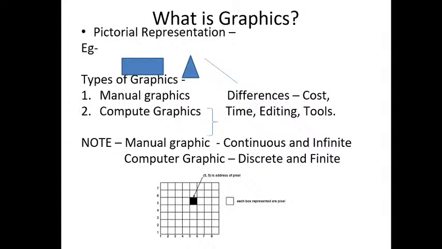Then time. Manual graphics take a lot of time, because you need to redo things and do really fine tuning, and it's all done by hand. Whereas in computer graphics, time-wise, it is far superior and very efficient. Editing is also easy in computer graphics: you can use erasers, crop, cut, paste, redo. In manual graphics, once mistakes are made, you either have to change the entire painting or camouflage the mistake. There's no easy editing process in manual graphics.